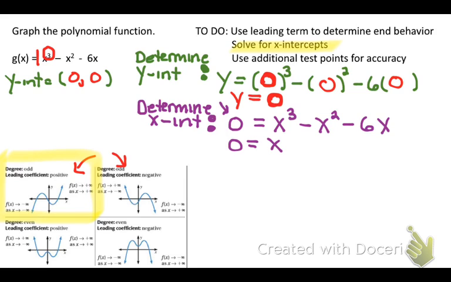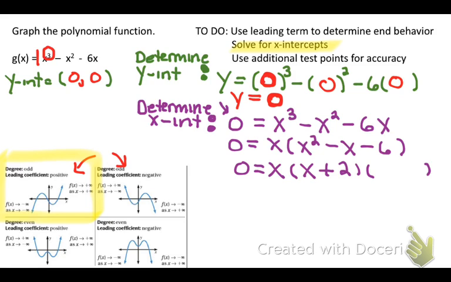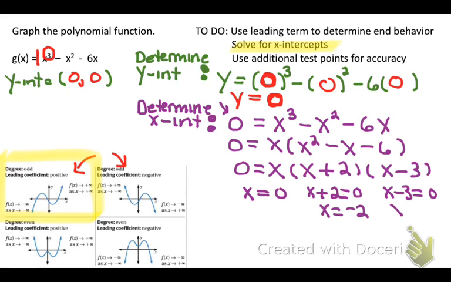So I will factor out an x, so x squared minus x minus 6, and I can continue to factor by getting x plus 2, x minus 3. 2 times negative 3 gets me back to negative 6. 2 plus the negative 3 gets me back to negative 1x. Then we can use our zero product property. We set each of these factors to 0. So we know that x is equal to 0, x is equal to negative 2, and x is equal to 3.